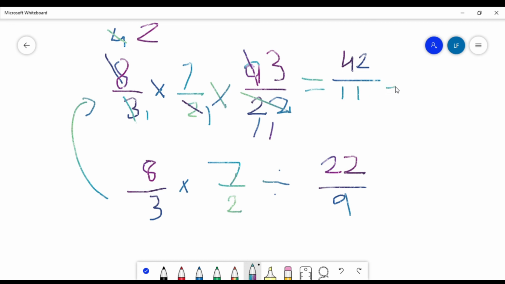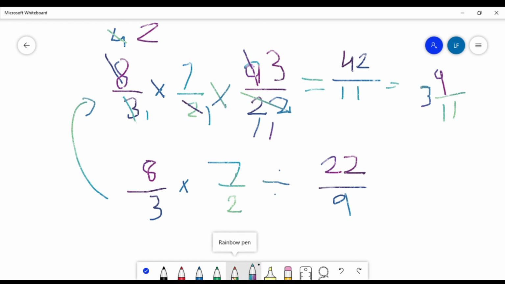Which is an improper fraction, so we convert it into a mixed fraction. So 3, because 3 into 11 becomes 33, and 42 minus 33 becomes, you guessed it, 9. So the answer is 3, 9 by 11.